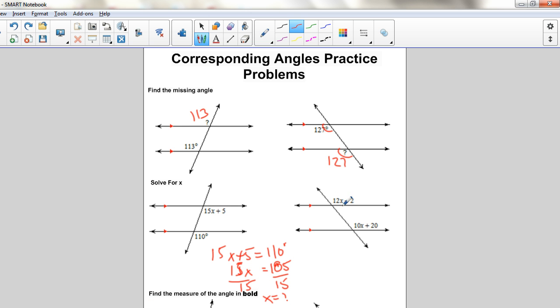These are corresponding as well. They're in the same position. Put that equal to that, and you can solve for x. These are similar questions to what you'll be getting tomorrow.